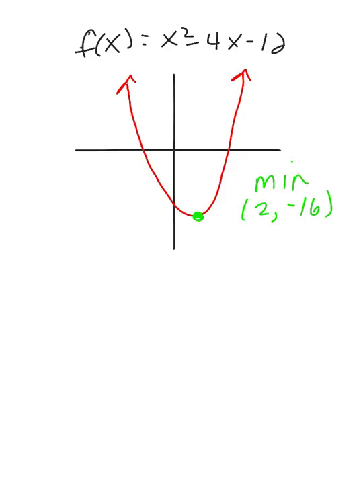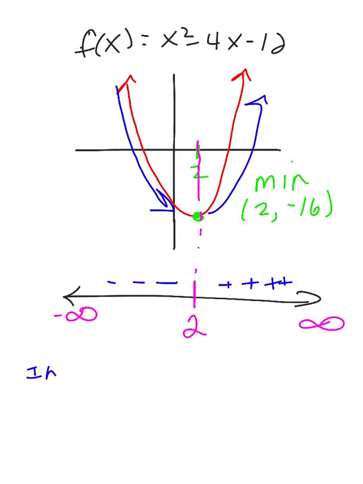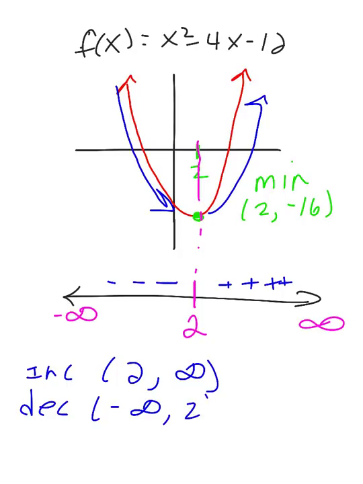All right, so what I want is the x value, the 2. Underneath, remember I had you draw a number line. Graph this right here, 2. To the right is infinity, to the left is negative infinity. When you read your graph, you read from left to right, so it's going down here, so it's decreasing. Then it goes up here, so it's increasing. So we write it's increasing from 2 to infinity, and it's decreasing from negative infinity to 2.